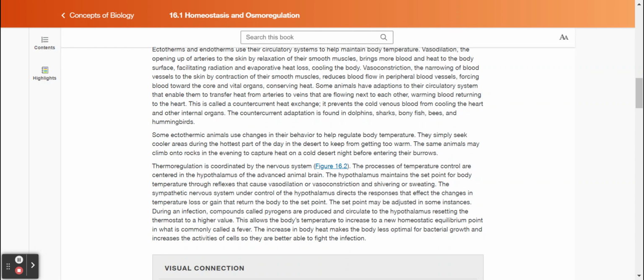Some ectothermic animals use changes in their behavior to help regulate body temperature. They simply seek cooler areas during the hottest part of the day in the desert to keep from getting too warm. The same animals may climb onto rocks in the evening to capture heat on a cold desert night before entering their burrows.